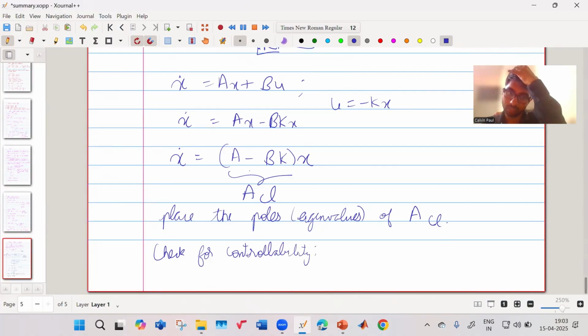You need to check for controllability. If the system is not controllable, then you cannot do state feedback. You cannot do arbitrary pole placement.